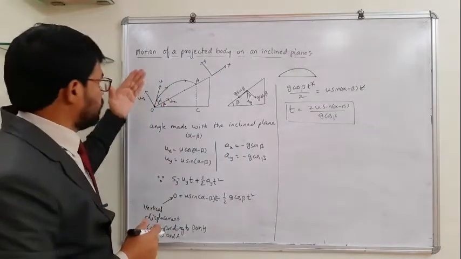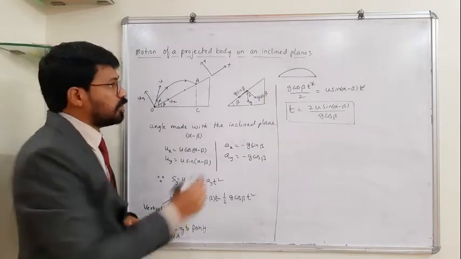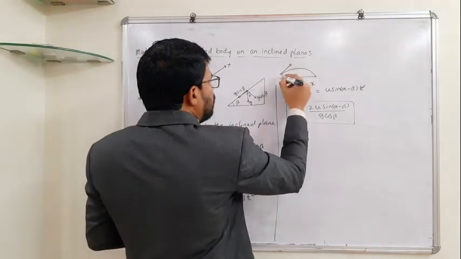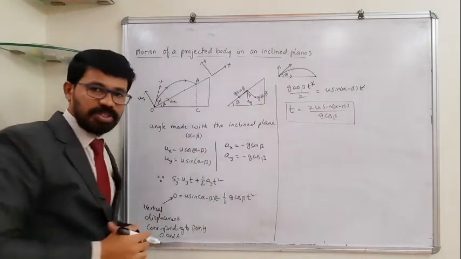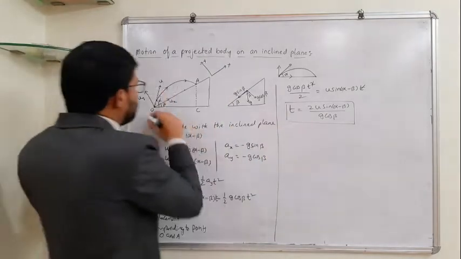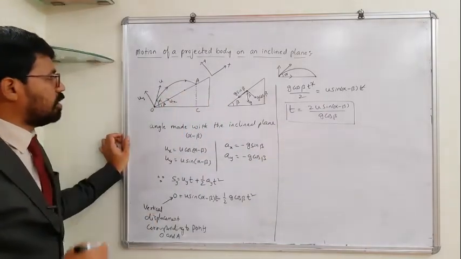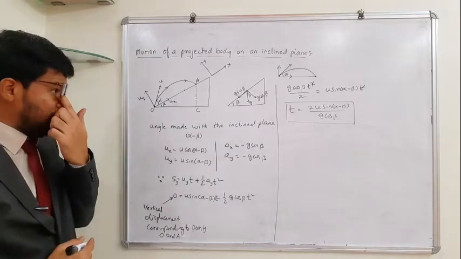So if this is reduced to our usual form, whatever parameters we have already explored, all those parameters can be realized in this situation also. So remember students, this is the time of flight corresponding to projecting a body up the inclined plane. t is equal to 2u sine alpha minus beta by g cos beta.